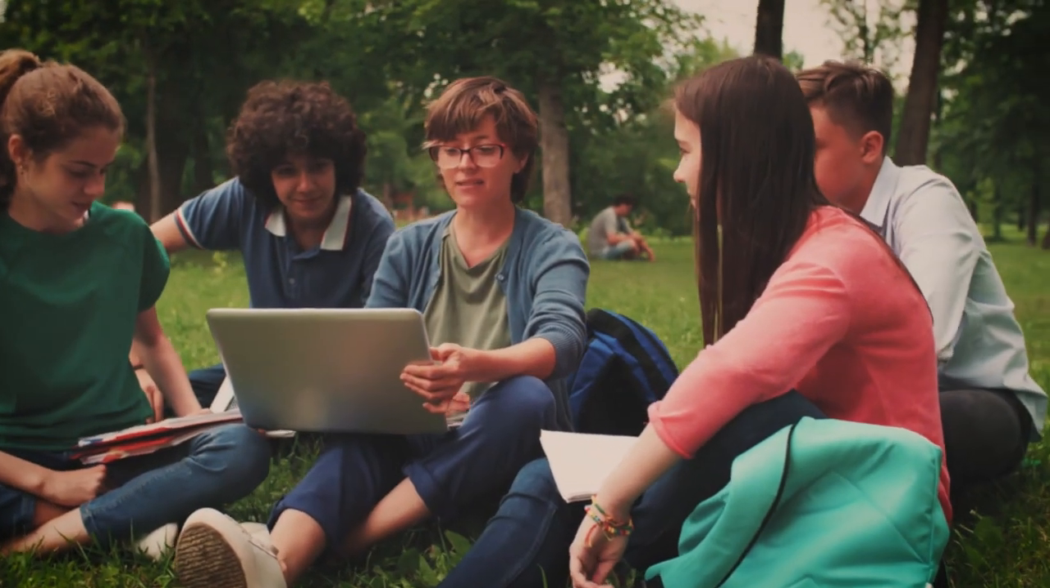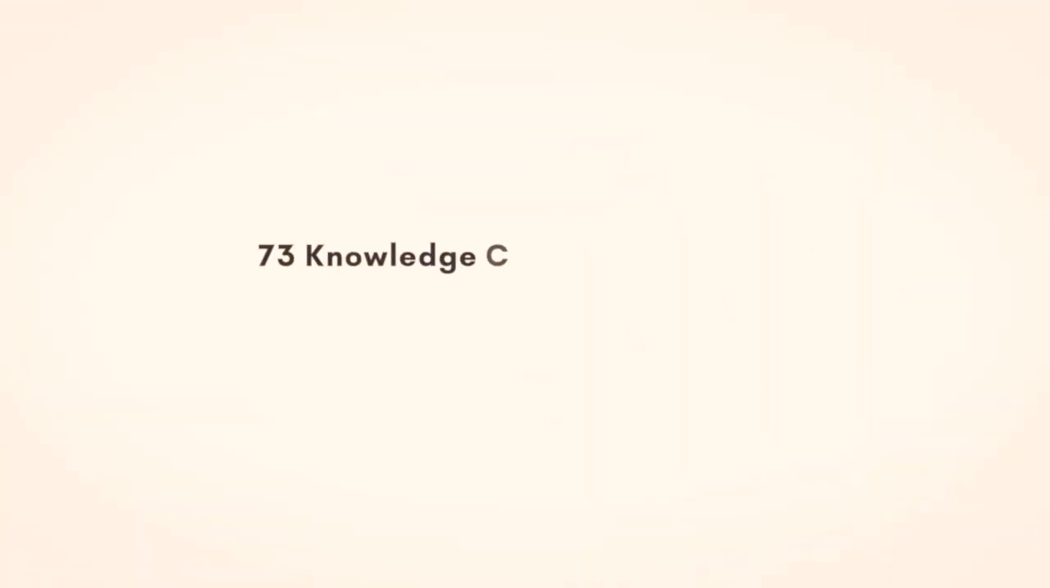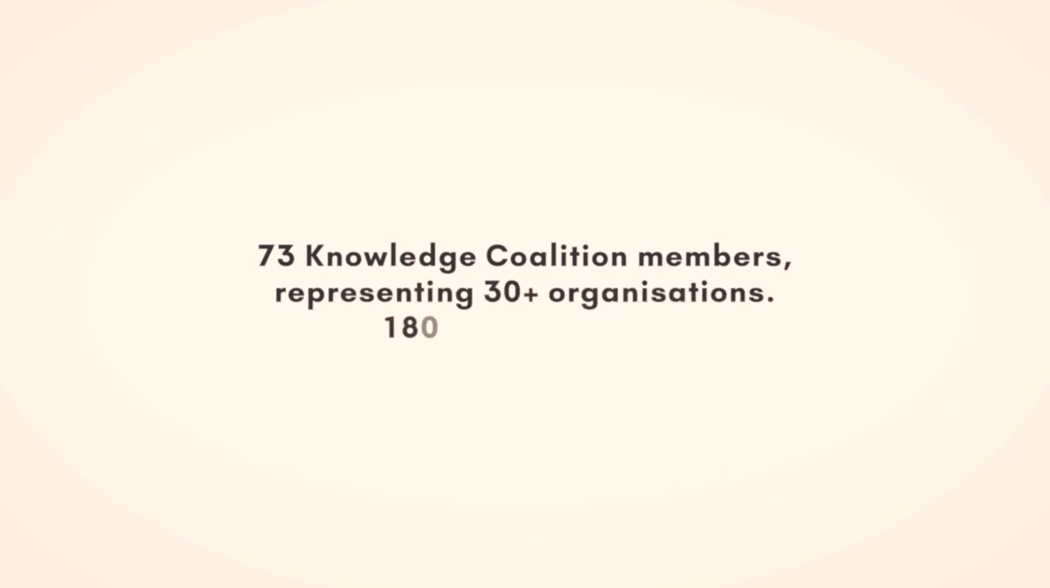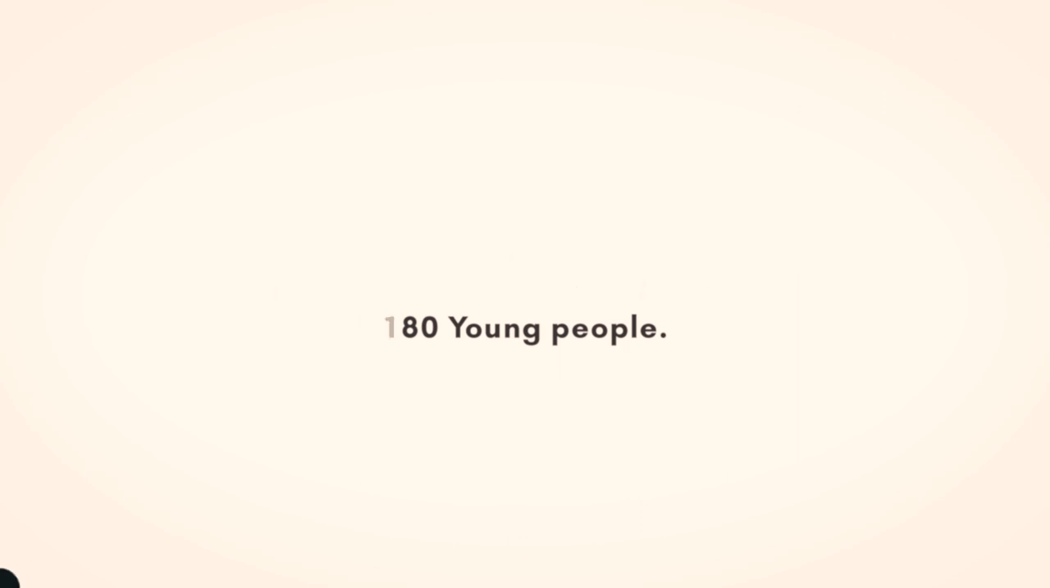The research approach included various activities: research project weeks with young co-researchers, the building of a knowledge coalition, the collaboration with social workers and trainers in employment measures, or the organization of roundtables, which brought together young people and policymakers to discuss the outcomes of the co-research. Up to now, there are 73 Knowledge Coalition members, representing over 30 organizations. Altogether, 180 young people took part in the co-research activities.